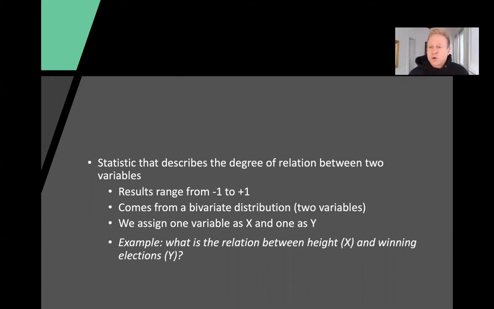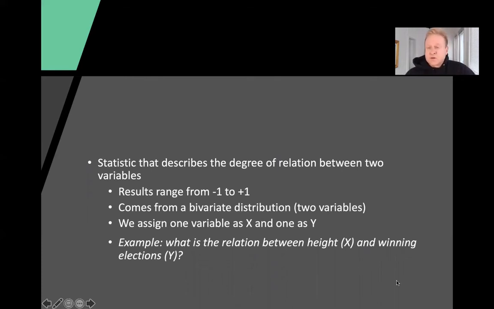So when we try to do a correlation analysis, we assign one variable as X and the other one as Y. It doesn't matter which one you do, as long as they're separate and stay separate. So for example, what is the relationship between height, we're going to label it X, and winning elections? We're going to label that Y.